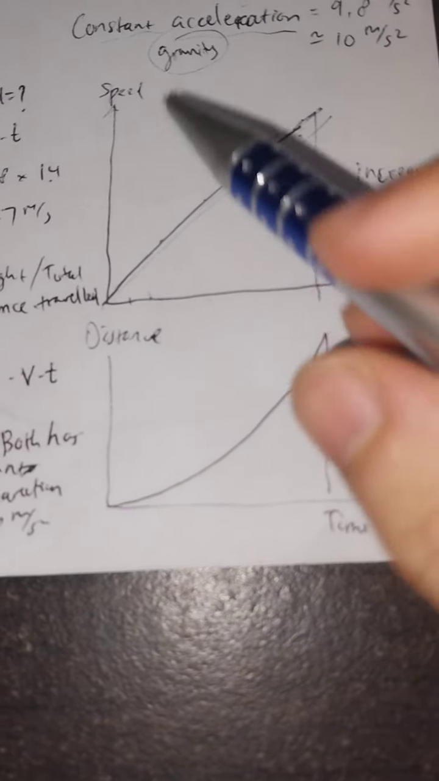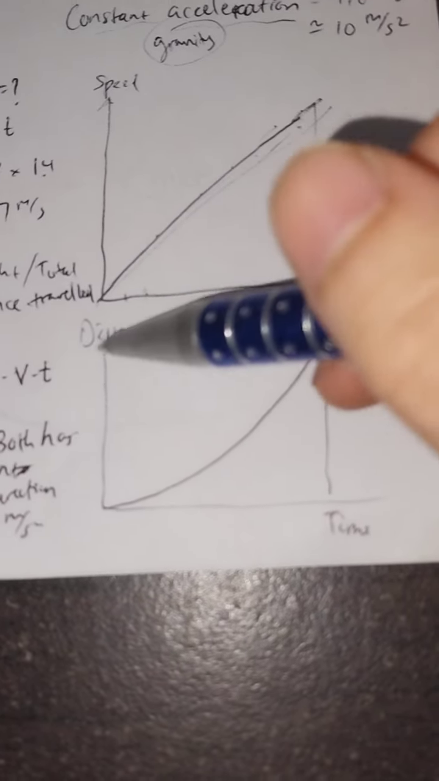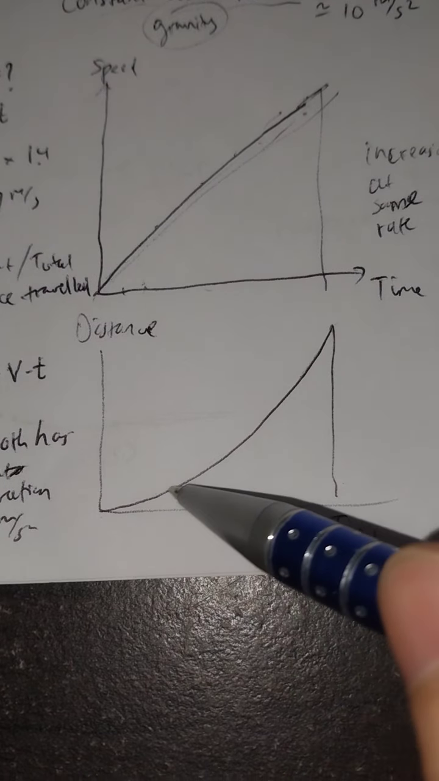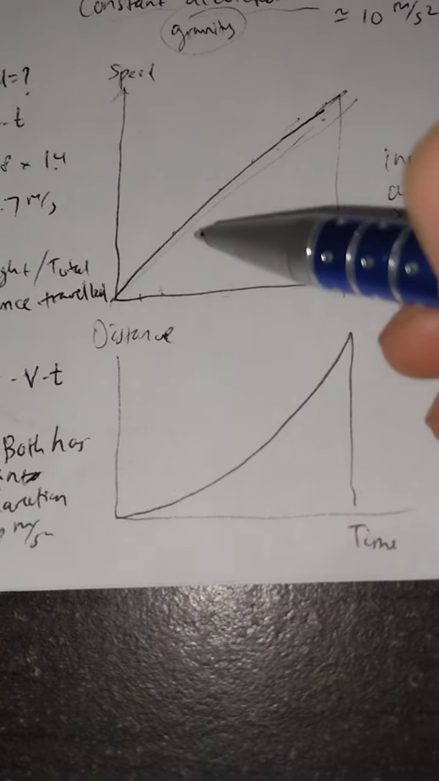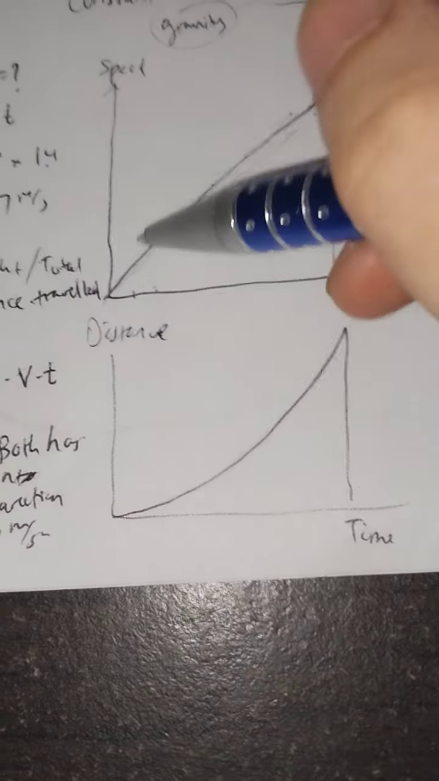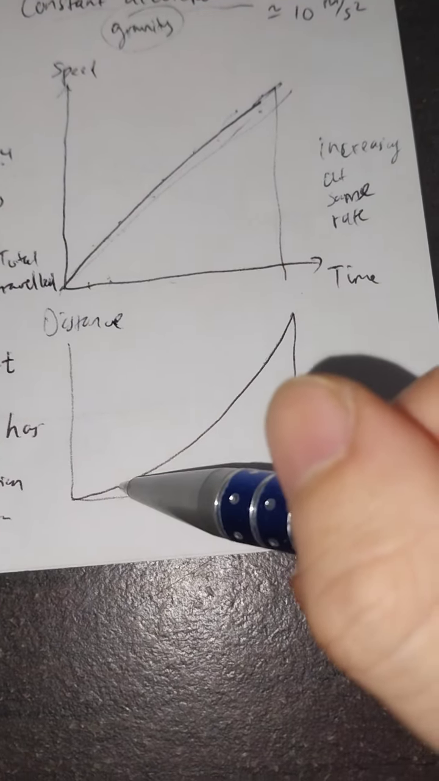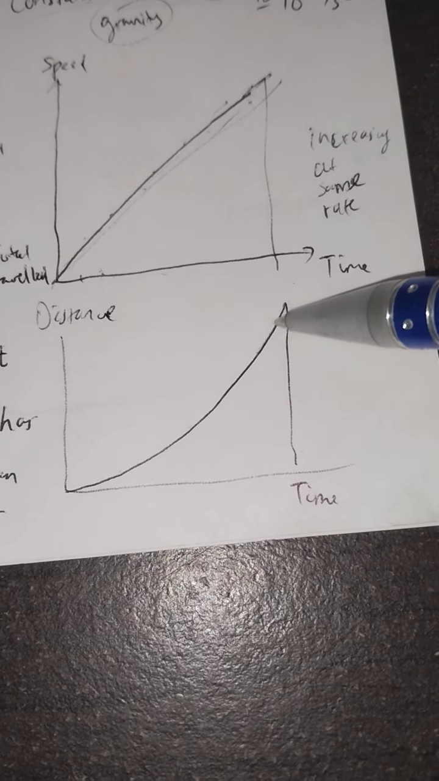And then remember, there's a speed time graph and a distance time graph. If I want to represent the distance time graph, it will be like this. So in distance time, it will be this. Why? It is really easy to understand. With increasing speed, that means over time, the covered distance will be further and further, right?